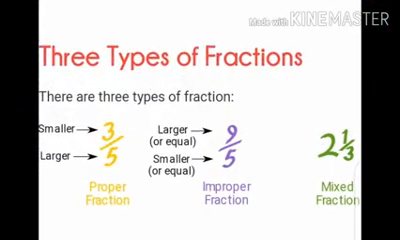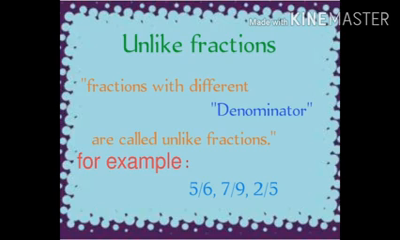Before moving ahead, let's have a look at these three types of fractions: proper fractions, improper fractions and mixed fractions. Their concept is already clear to you from the previous exercise 3B. Now let's have a look at unlike fractions. Unlike fractions are those with different denominators. When a lot of fractions are given to you but their denominators are not the same, they are called unlike fractions.